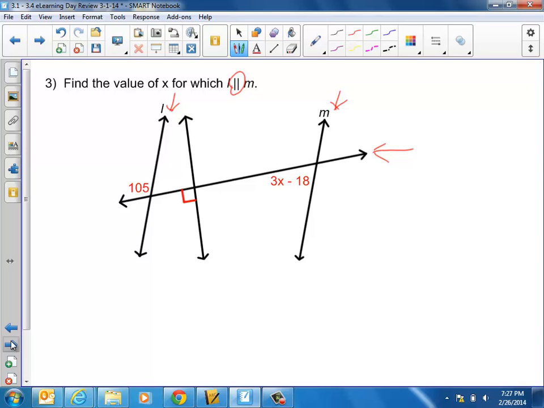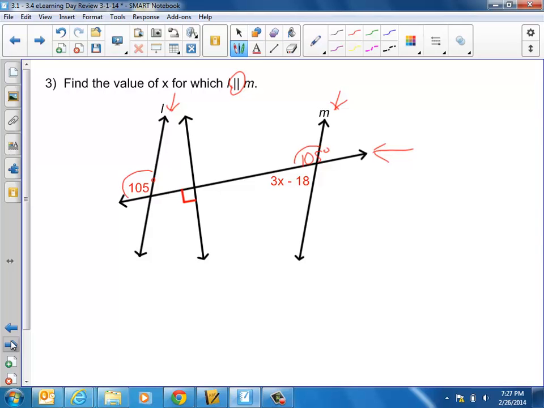They're not corresponding angles, because what corresponds to 105 is this guy over here. Well, thankfully, that's actually going to help us out. The 105-degree angle has got to be the same here on the left on line L as it is here on the right on line M. It's 105 degrees each time.